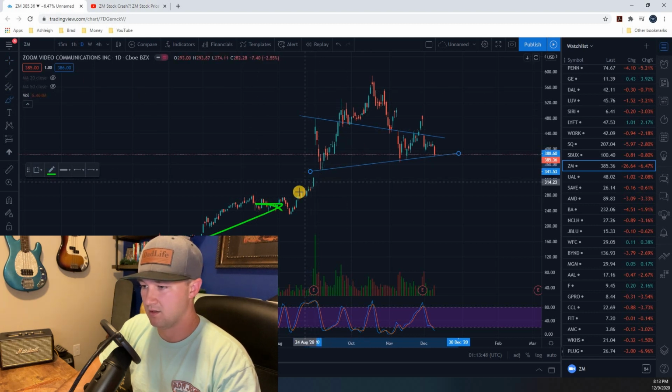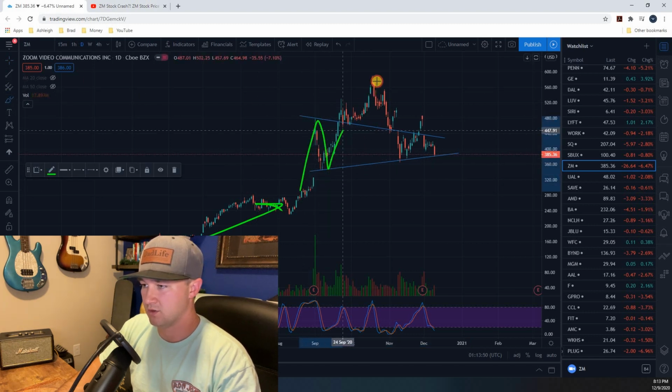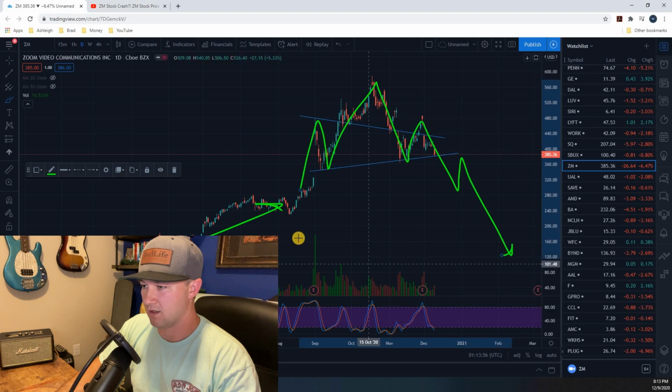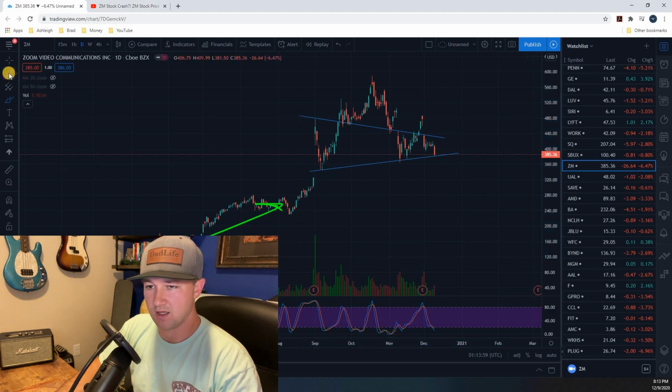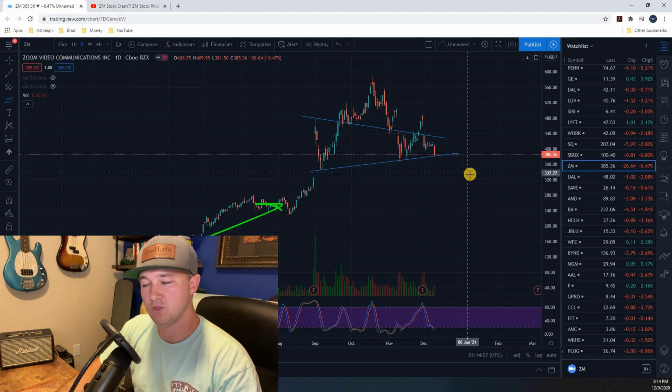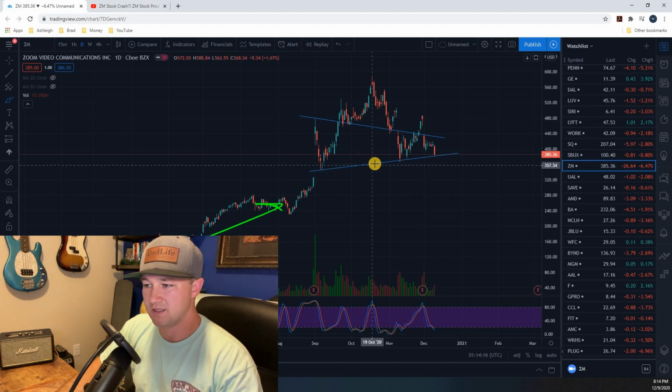Yeah, because we've got that shoulder, we've got that head, we've got that shoulder, and then we're going to break below, retrace the neckline, and drop like a rock. Okay, let's get rid of that brush and do some measuring. So we know this is shoulder number 1, that's the head, this is shoulder number 2, and then we can make our price target to the downside based on the distance between the neckline and the head.